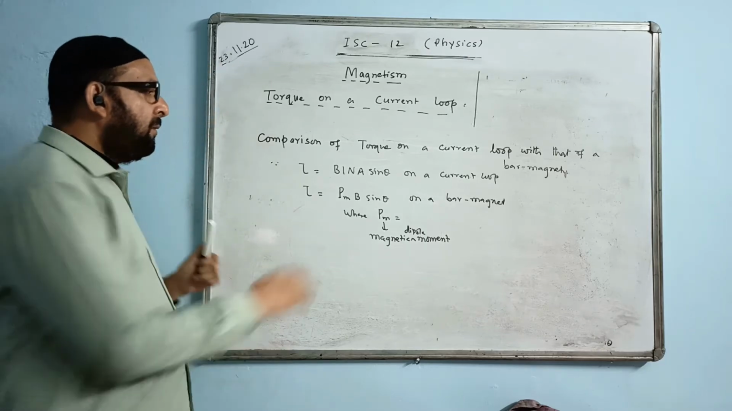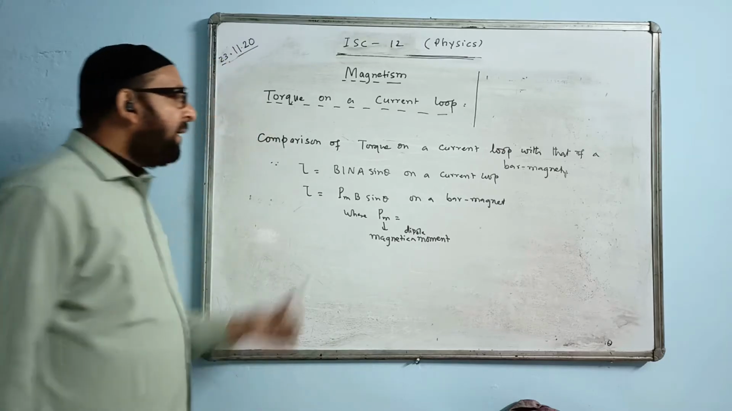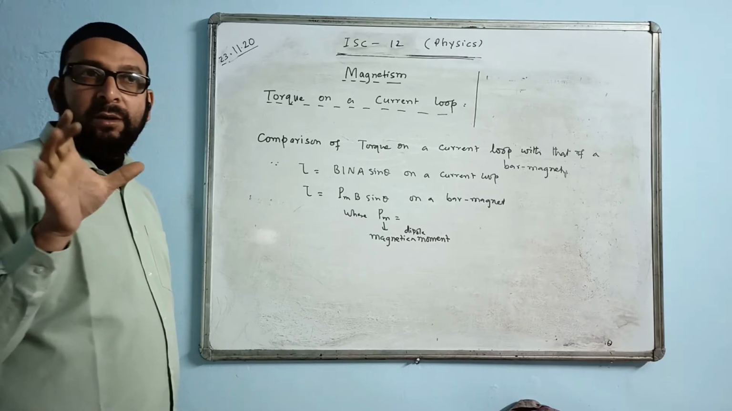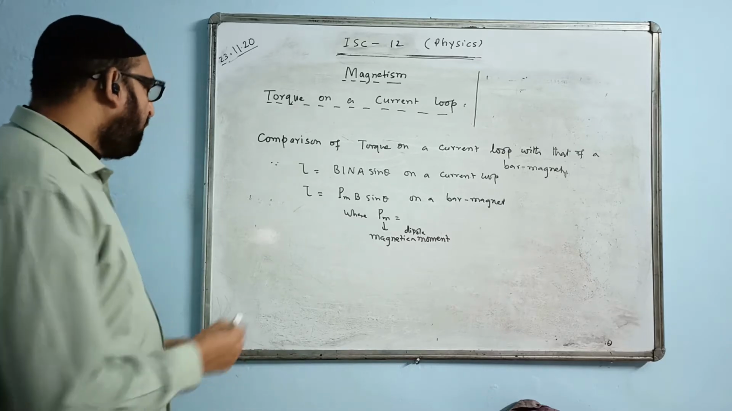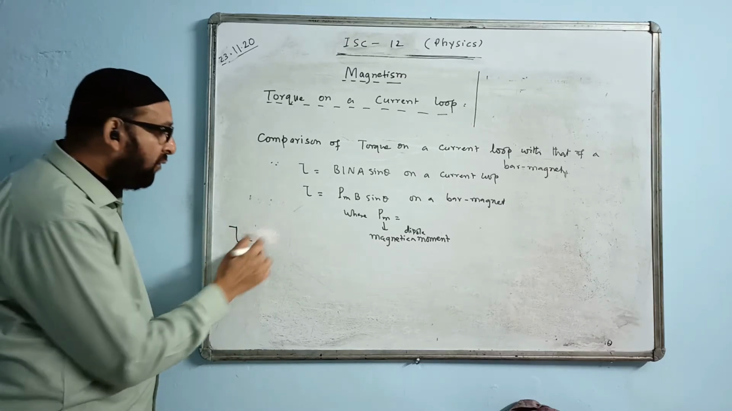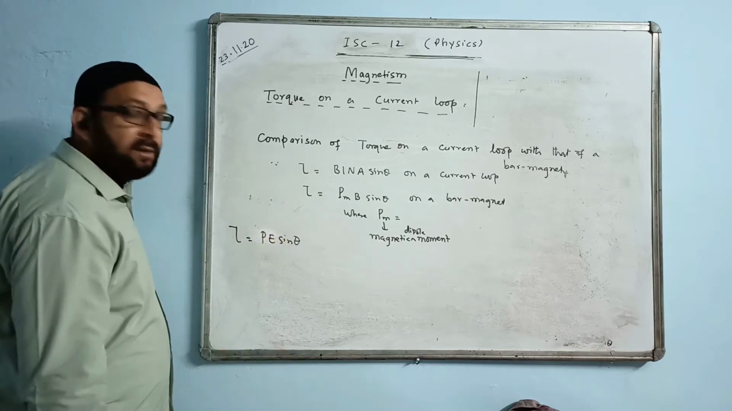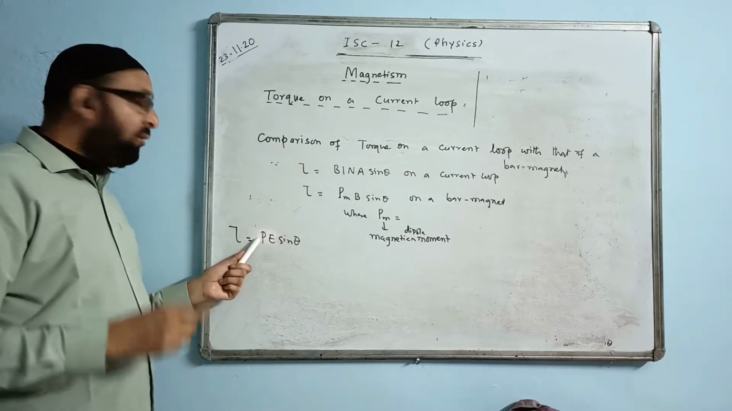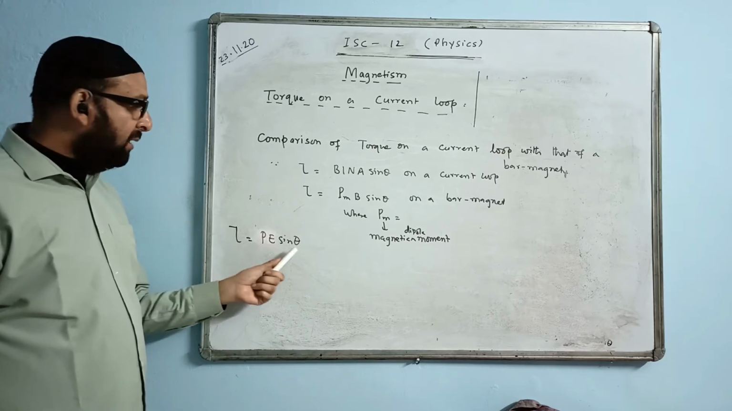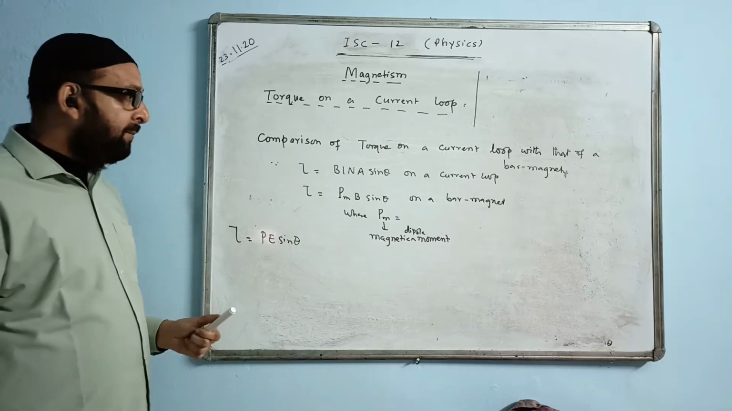Why am I writing this? If you remember, in the chapter on electricity we used to do the electric dipole. If you remember the formula of torque on an electric dipole when placed in a uniform electric field, it was coming like this: torque is equal to P E sin theta. P was the electric dipole moment, E was the electric field, and theta was the angle between the length of the dipole and the electric field.